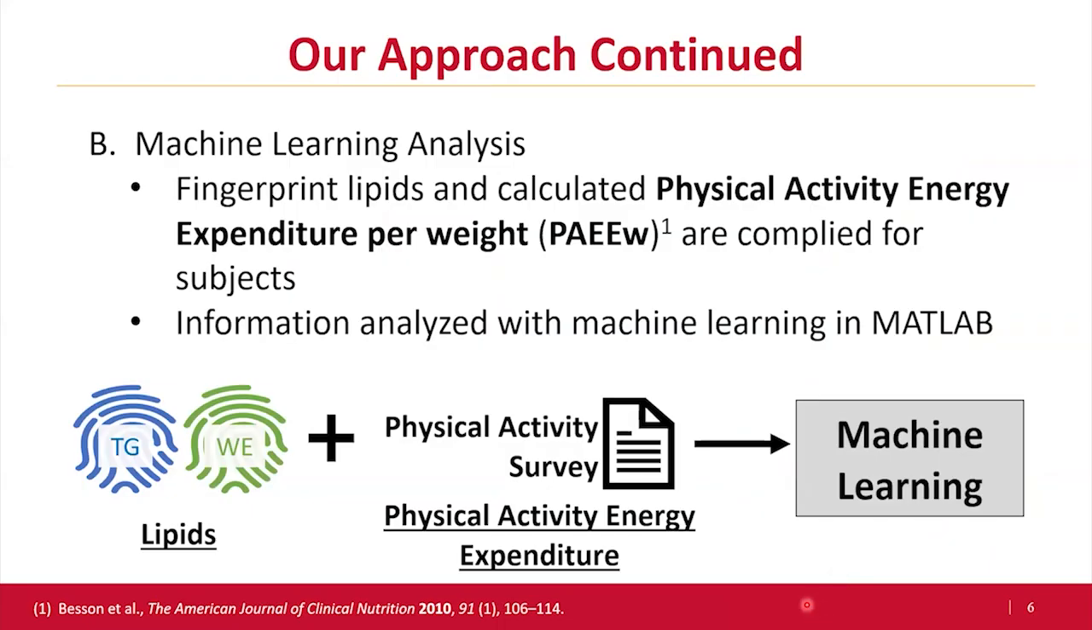So the next part of our approach is considered the machine learning analysis. So this is where we take our lipids that we just got from the chemical analysis, and we combine that with our physical activity survey. So we did not make the survey. It's 8 pages long, and it was made by the authors listed below in 2010. And it allows us to get a physical activity energy expenditure per weight, or PAEEW. And that is a numeric value that sort of relates to someone's physical activity and allows us to put both that information along with the lipids into MATLAB and conduct machine learning.